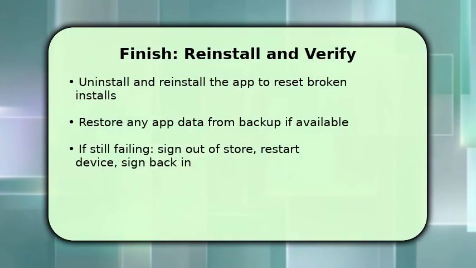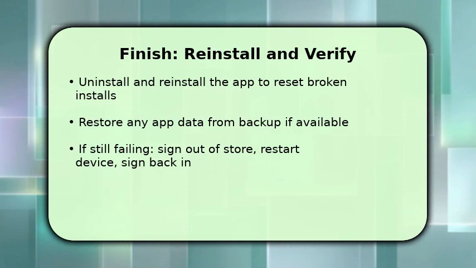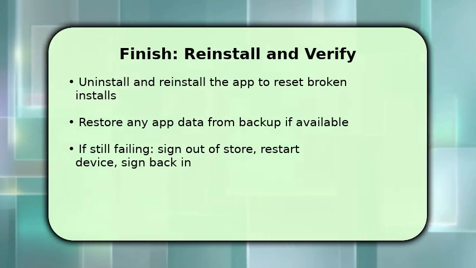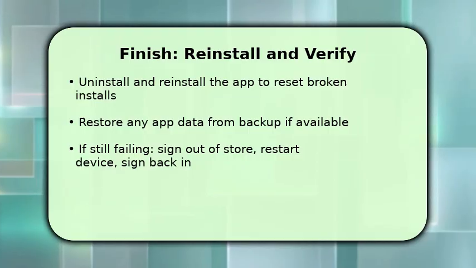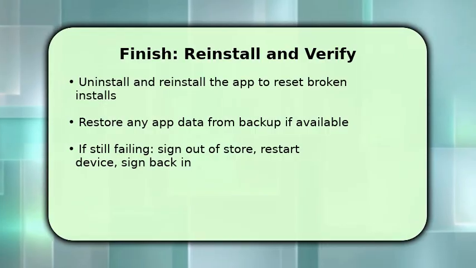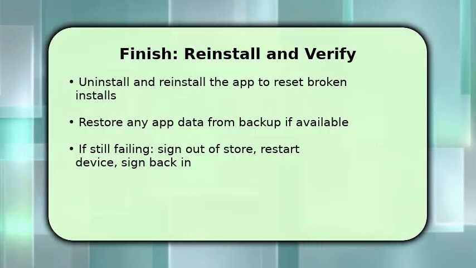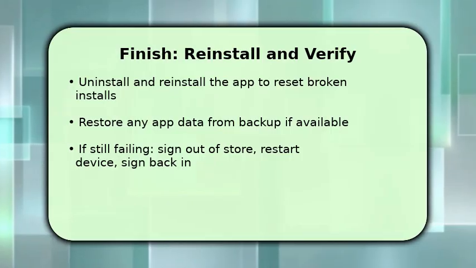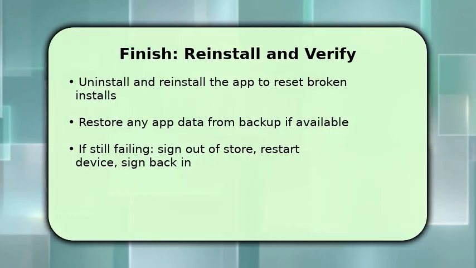To finish, uninstall and reinstall the app when updates continually fail. This replaces corrupted files and forces a fresh download. After reinstalling, restore your data from a cloud backup or local export so you don't lose settings. Then open the app to verify functionality and check for additional updates.